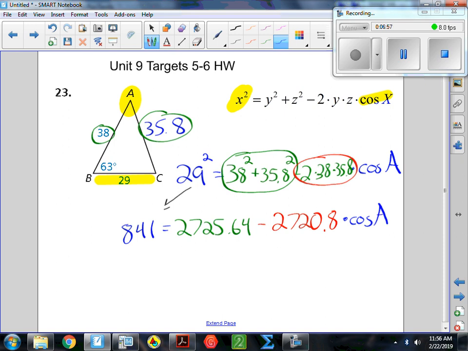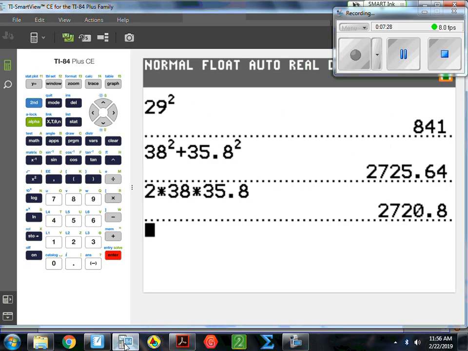So now I have an equation that's going to involve a few steps of working it out backwards. I have to gradually get the letter A completely by itself. So I want this green number to become a 0, because then I have 0 minus the rest, and that just gives me the rest. So I'll do that by subtracting this number on both sides. Okay, so I need to do 841 minus that number. The number was 2725.64. Still my calculator so I can see it.